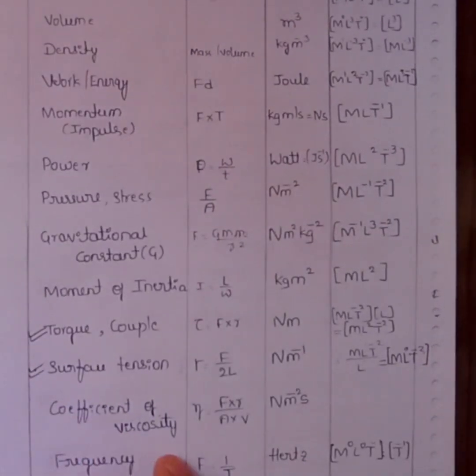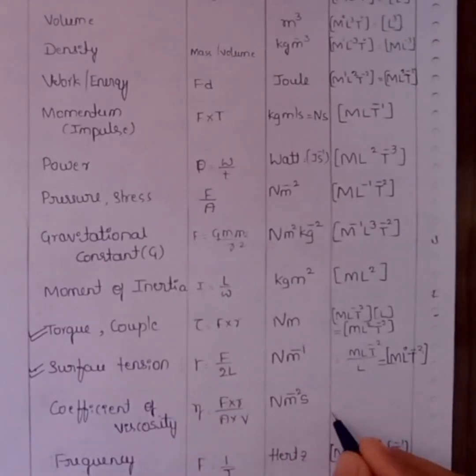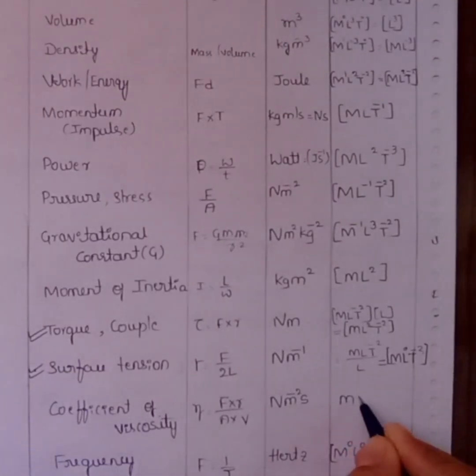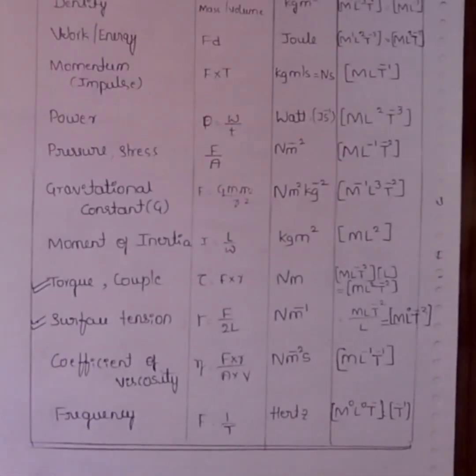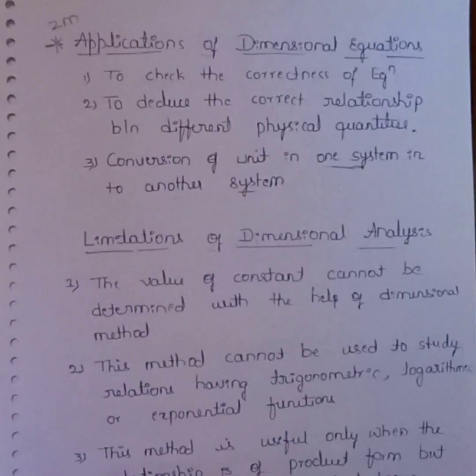Next one, it is coefficient of viscosity. Coefficient of viscosity is equal to F into R divided by A into V. Here R is the distance between the two layers, A is the area of that tube or layer, V is velocity. Just by substituting all the terms, we will finally get the dimensional equation for coefficient of viscosity as M L^-1 T^-1. For frequency, it is 1 by T. That one is the dimensional equation, in terms of dimensional equation it is T^-1.